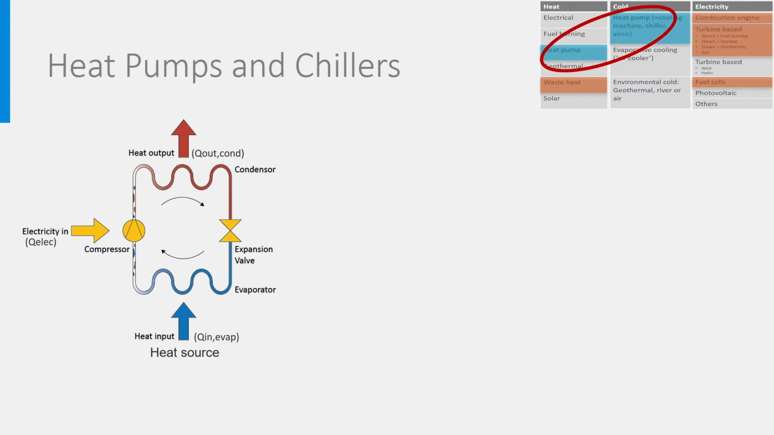Heat pumps and chillers use environmental heat and also electricity. A heat pump working in cooling mode is called a chiller. Air conditioners and refrigerators are chillers.